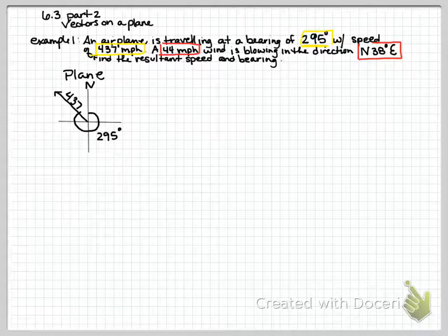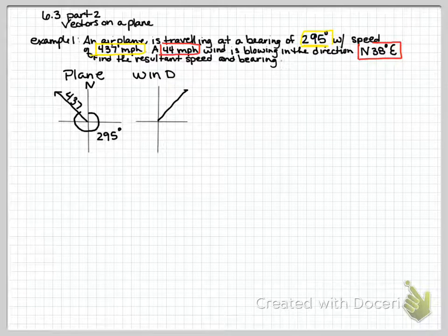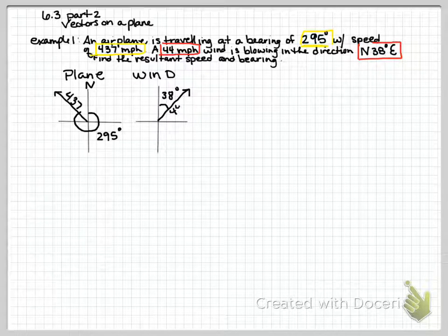Let's do our wind. Okay, so the wind is north 38 degrees east, and we're going to do it exactly the same way as we did our sea bearing. So northeast goes this direction. So that 38 is right here in this little nook. Okay, and again, the magnitude of this vector is its speed, so this is going to be 44 miles per hour.